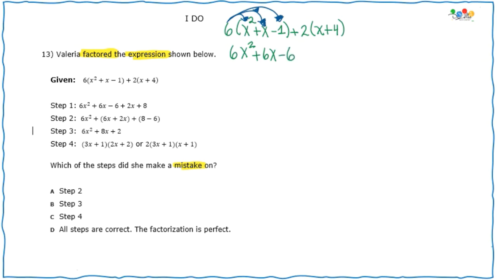That will take care of the first parenthesis. Second parenthesis, I need to multiply 2 times x, so I get 2x, and I also need to multiply 2 times 4, and that gives me an 8. So if I look at the first step, that looks exactly like mine, right? So step 1 is correct. So let's put here that it is correct.